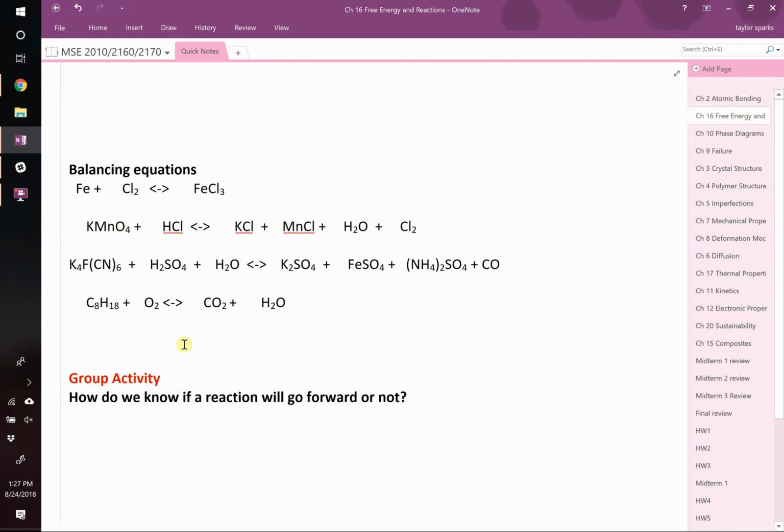Okay, what do we think? How do we know whether a reaction goes forward or not? Because I can come up with any reaction I want in my brain. I could say, okay, how about this one? A diamond ring, that's carbon. Diamond plus oxygen, maybe it reacts to form carbon dioxide, right? How do I know if that reaction happens or not?